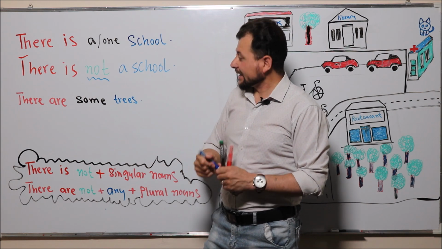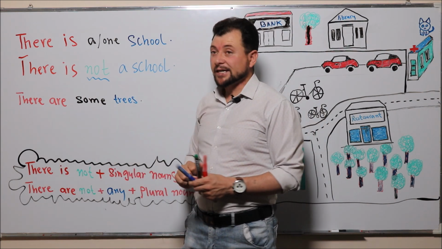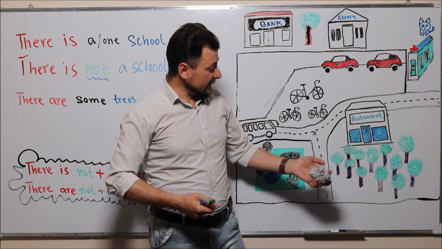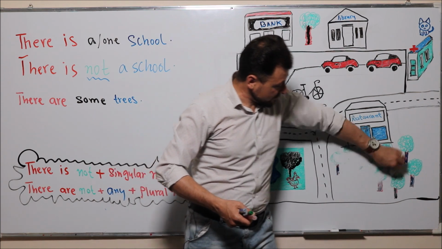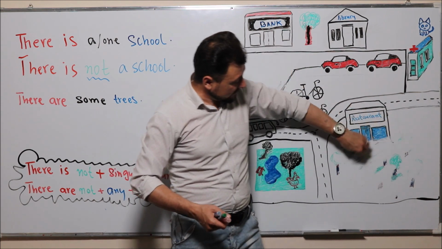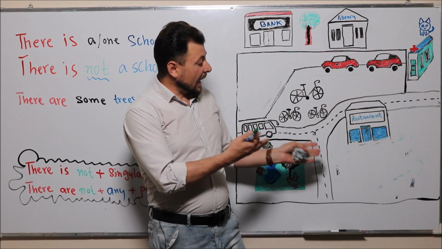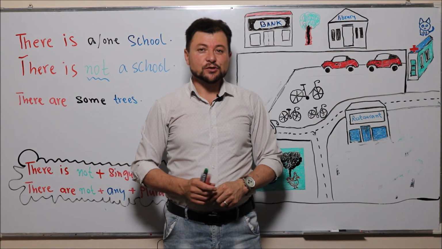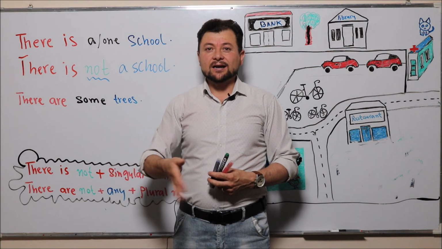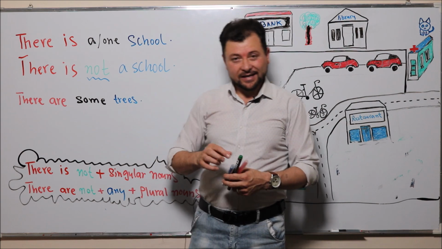Now let's look at the second sentence. There are some trees. Now let's clean the trees. So can you see? I just cleaned the trees. Now, are there any trees in this picture? So the answer is there are not any trees in this picture.